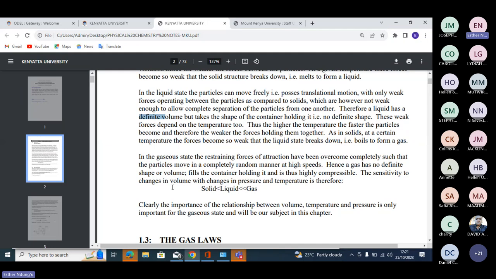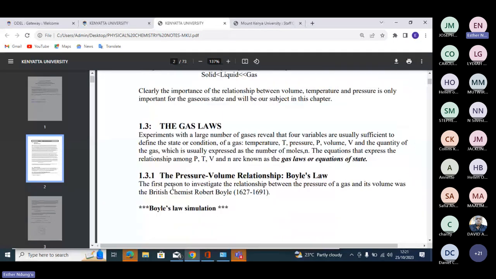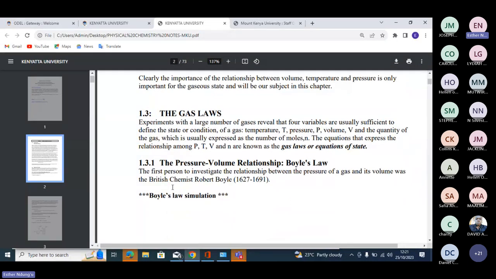In the gas laws, we will be looking at how gases behave in relation to temperature, pressure, and volume. Experiments with a large number of gases reveal that four variables are sufficient to define the state or condition of a gas. These variables are temperature, pressure, volume, and quantity of the gas. And the quantity of the gas is given by the number of moles, which we denote by small n.